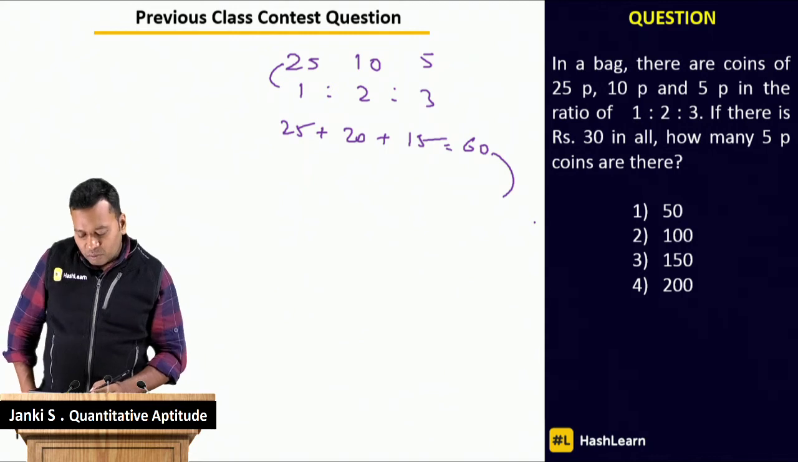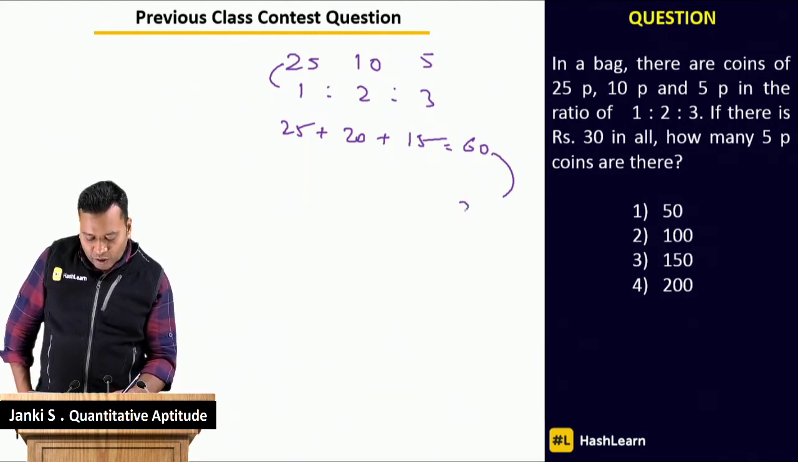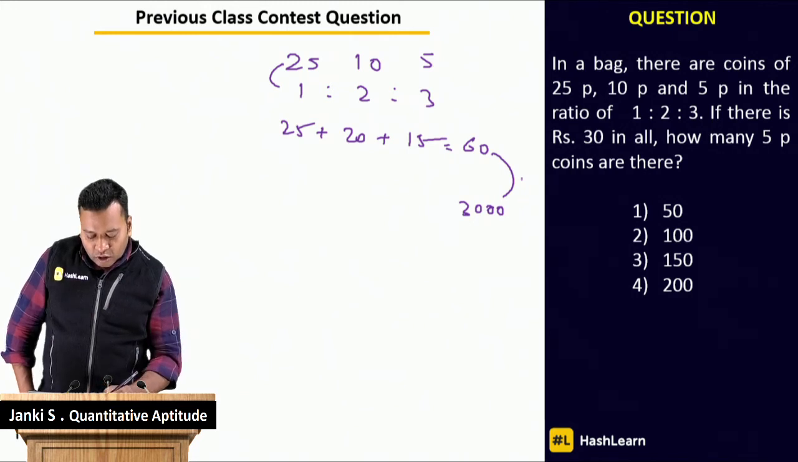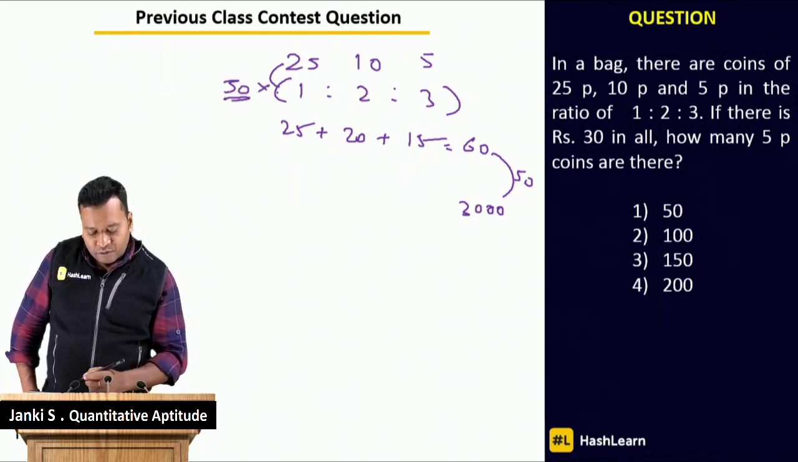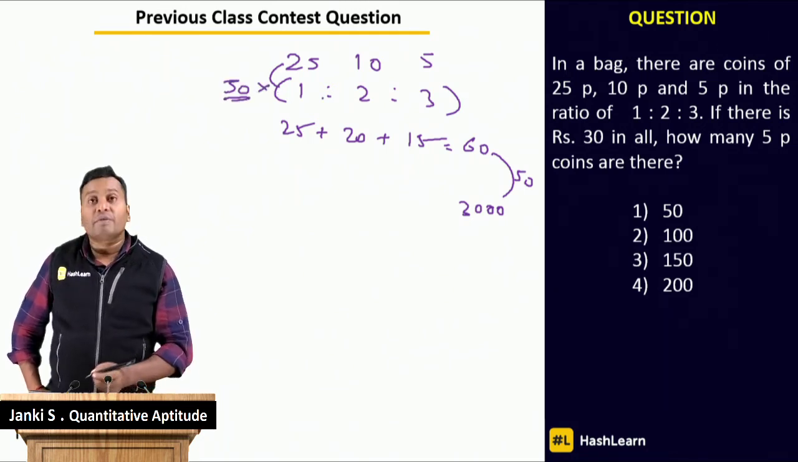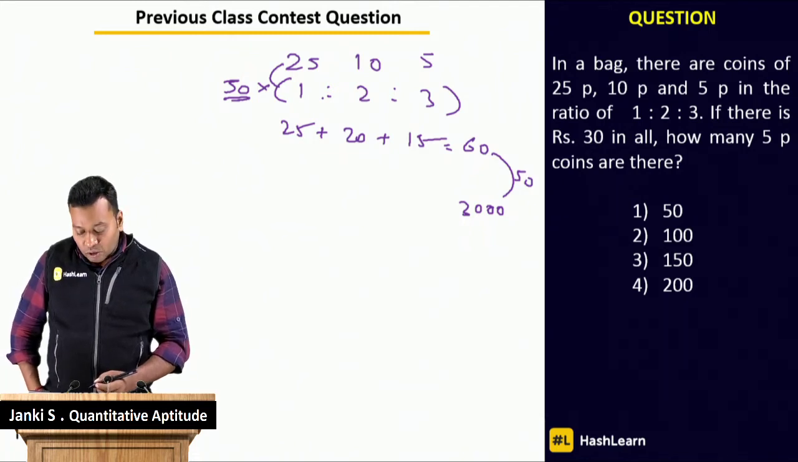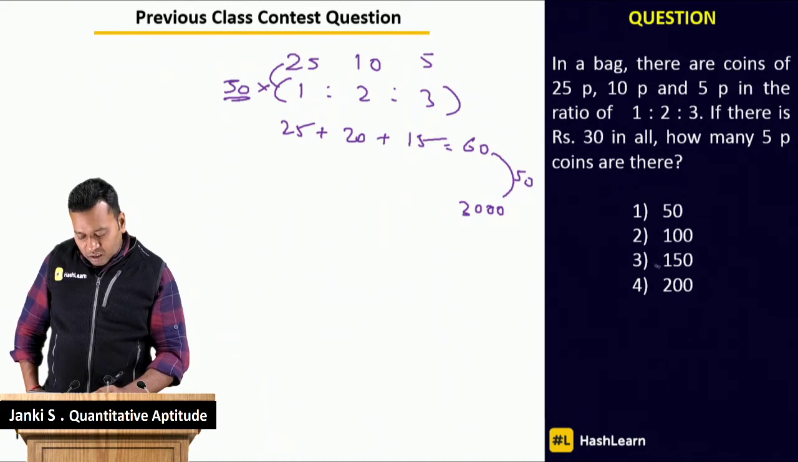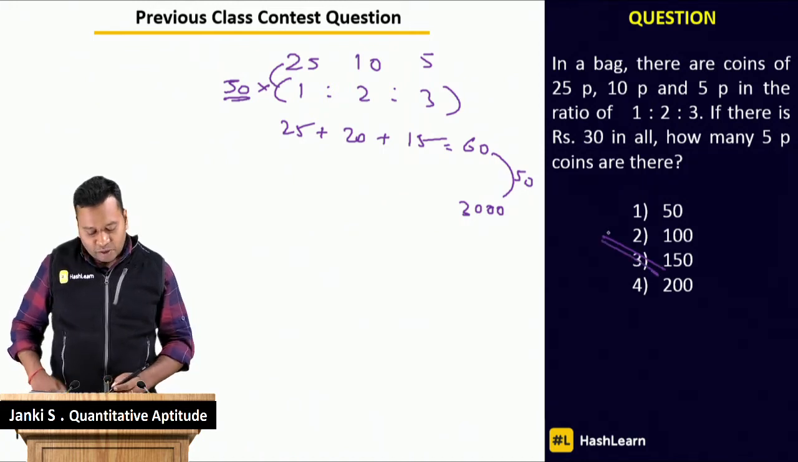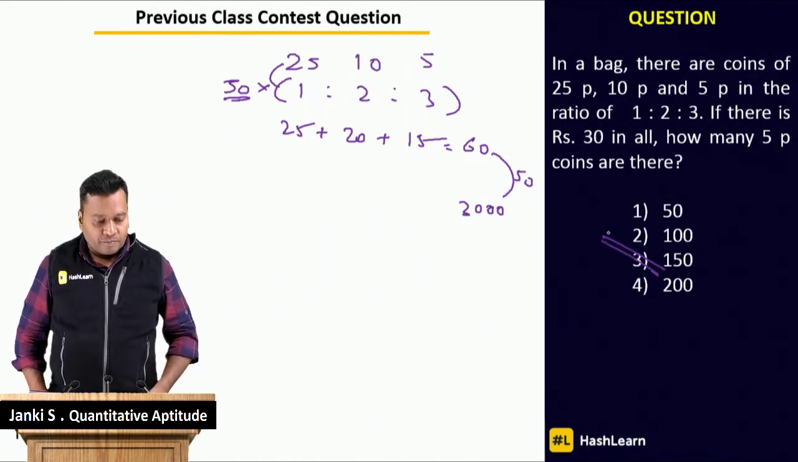But the overall is 30 rupees. 30 rupees means how many paisa? 30 into 100, right? So it's how much? 50 times the value. If it's 50 times, every value which I have assumed should be multiplied by 50 to get the actual value. So let's take 50 times. For 5 paisa coins, 50 into 3 is 150. My value is supposed to be 150.